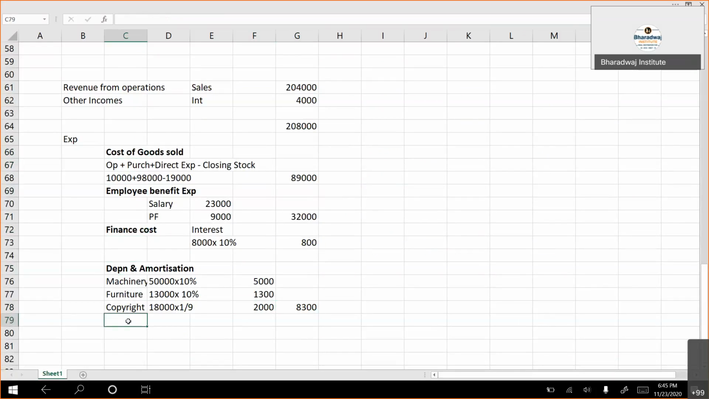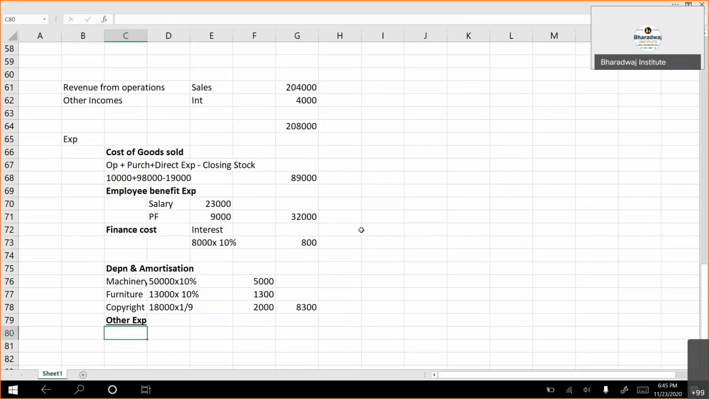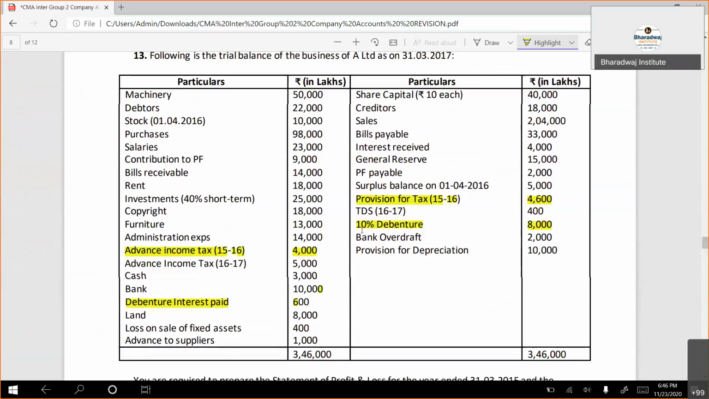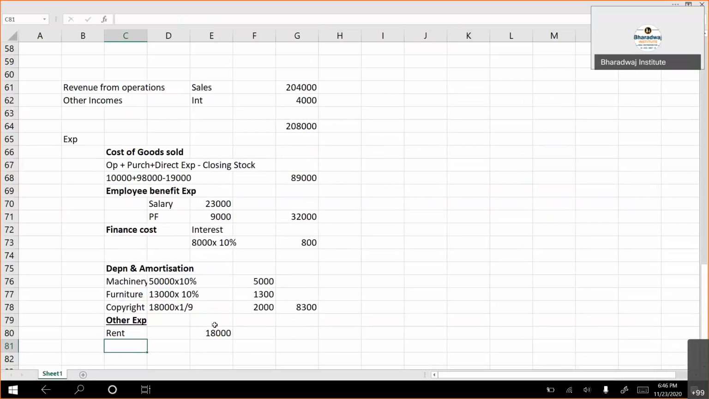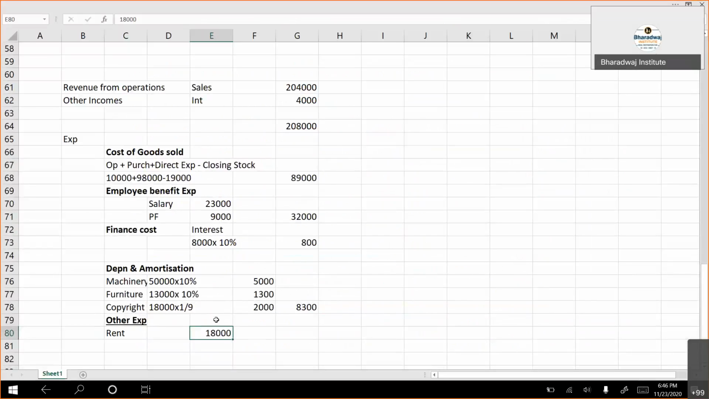Then what else? Other expenses. You name any other expenses that will come under other expenses. What and all will come in other expenses? Here, let us go in the order. Rent, 18,000. Any outstanding rent given? Check that. Yes, outstanding rent is given. Then rent plus outstanding rent, how much it will be total? Rent plus outstanding rent, 1,000. So it will be 19,000.